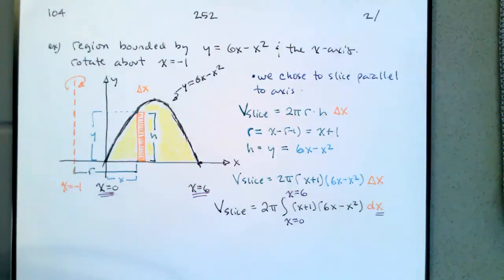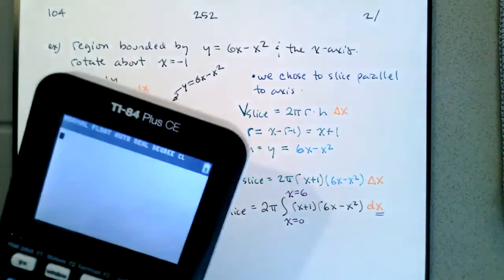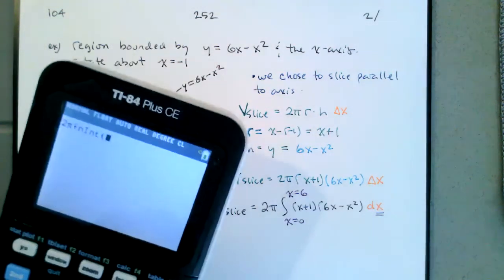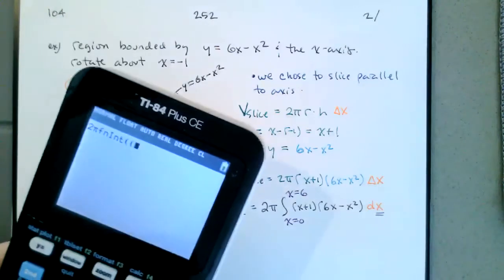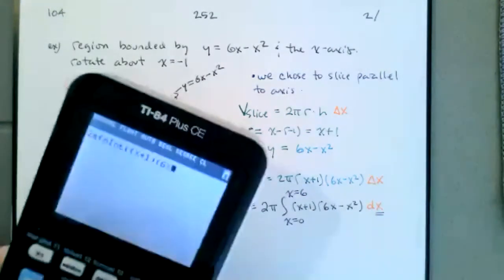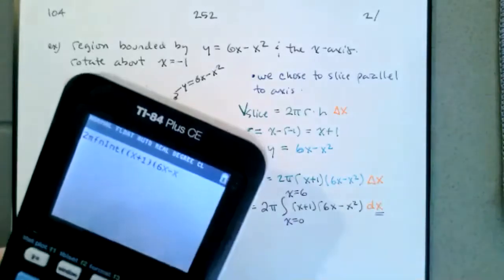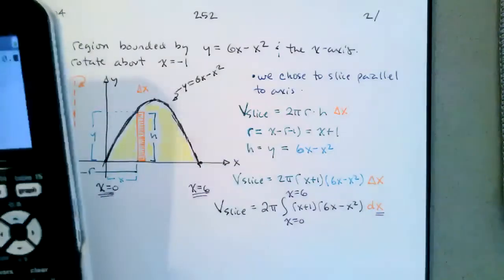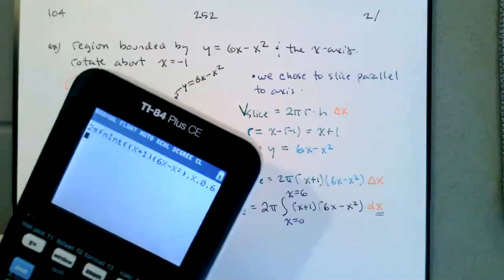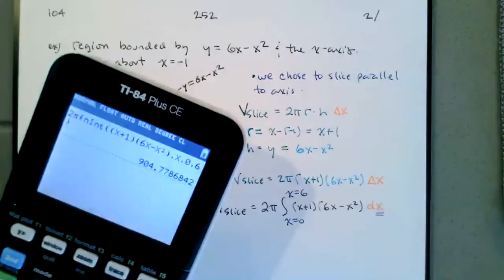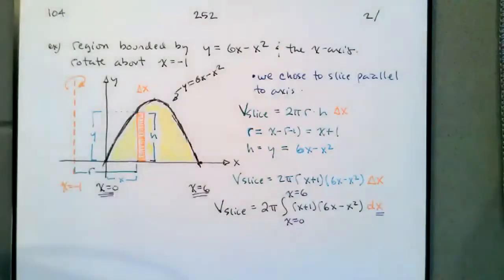Even though it's a parabola, I'm so committed to the idea of not multiplying it out, I'm just going to appeal to my calculating machine to evaluate the integral for me. So x plus 1 times 6x minus x squared with respect to x from 0 to 6. So it gives us 904.78, we'll call it.